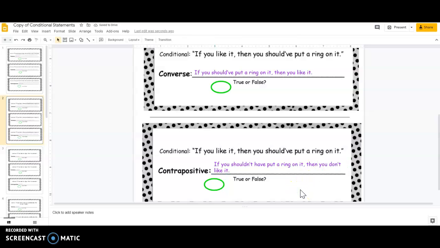Okay, so again, the pattern here, the inverse negates it, so you're saying the opposite. The converse switches the hypothesis and conclusion. And then the contrapositive kind of combines both of them. You're switching the hypothesis and conclusion and negating it. Okay, you're going to do the rest on your own.